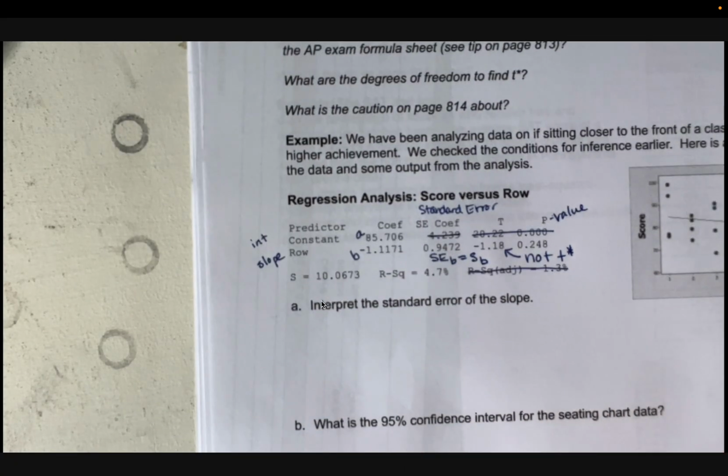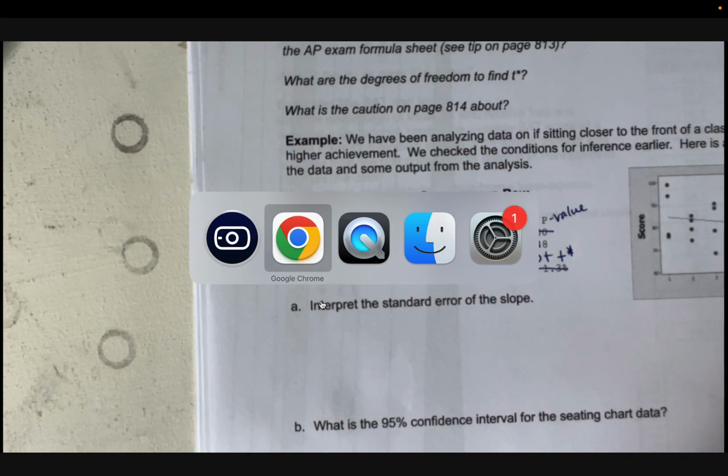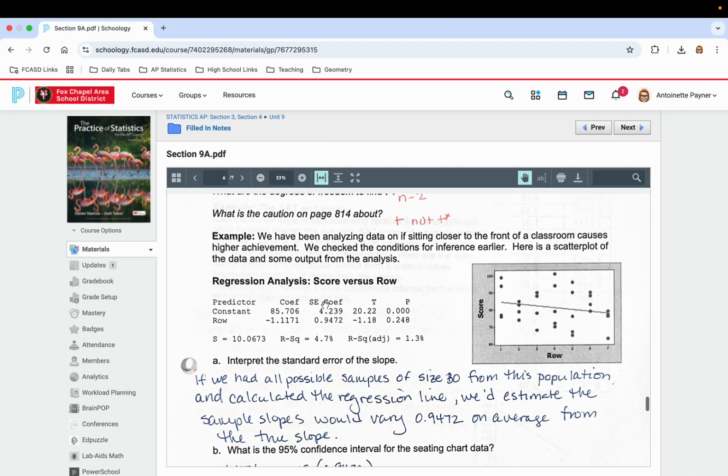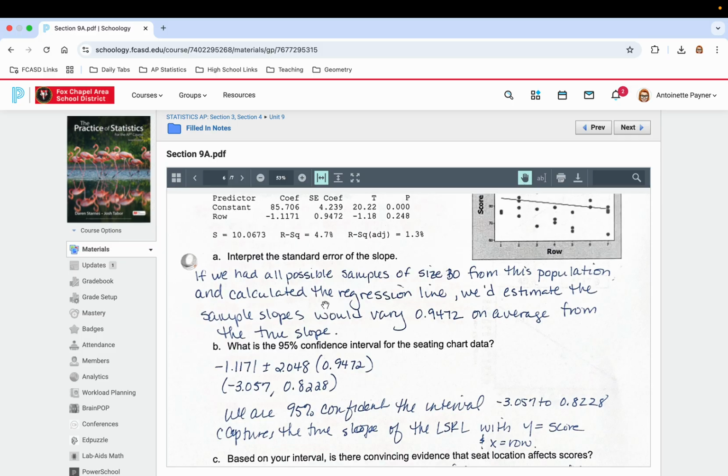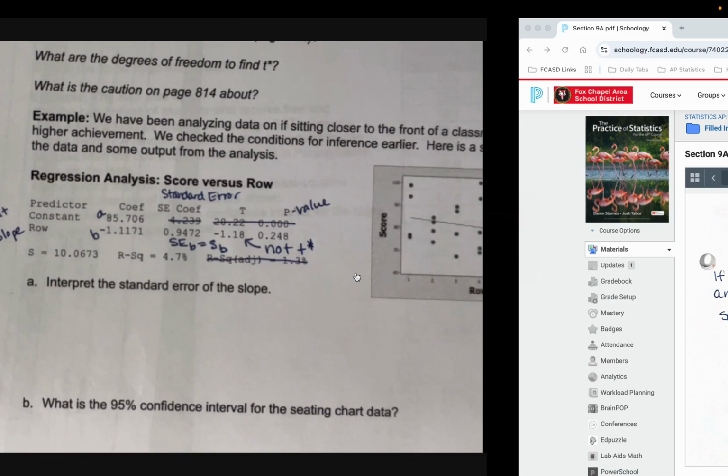All right, so I'm going to flip back over to the other paper. So interpret the standard error of the slope. If we had all possible samples of size 30 from this population and calculated the regression line, we'd estimate the sample slopes would vary 0.9472 on average from the true slope. Remember that standard error is just trying to tell me how far away the sample slopes are from the population slope.